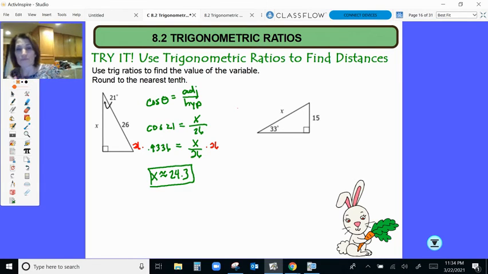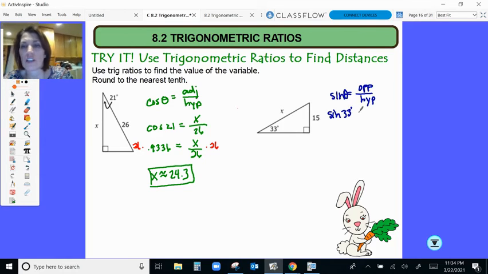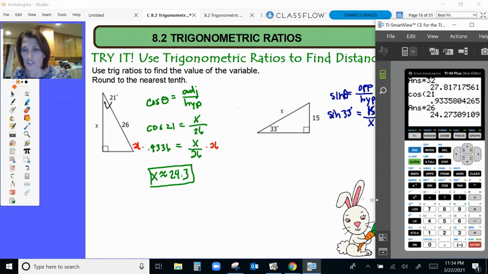Okay, one more. This time I have an angle and I have an opposite side and a hypotenuse. So this time I'm going to use my sine again. That's the one that uses my opposite side over my hypotenuse. Probably the hardest part is identifying which ratio to use. So I have my sine of my angle, 33 degrees, equals my opposite side, 15, over x, my hypotenuse. So let's find out what my sine of 33 degrees is.